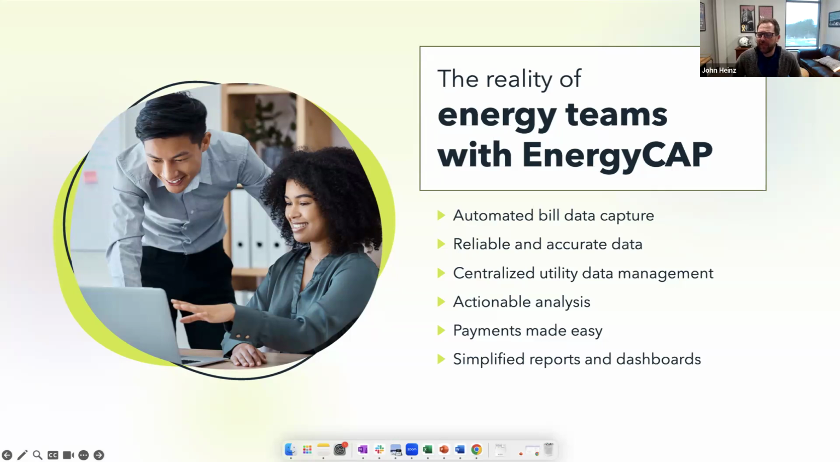It's not just bill data, it's pulse readings, it's solar production data that might be valuable to you. It's airline travel when you start looking at scope 3 emissions reporting. It's other variables that are now becoming more and more important in energy and sustainability reporting. And that data is now getting larger. It needs to be automated. You also need it to be reliable and accurate.